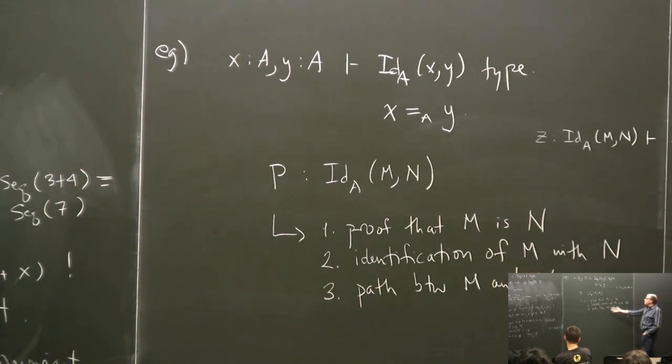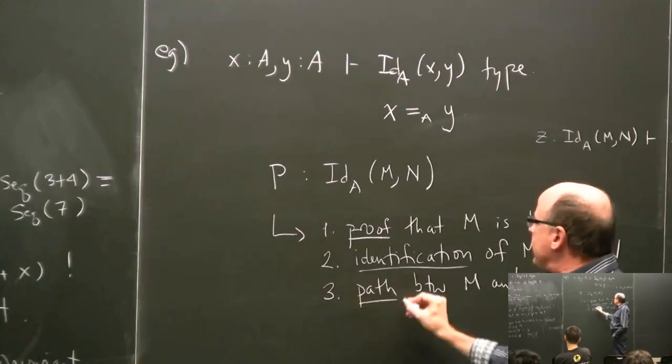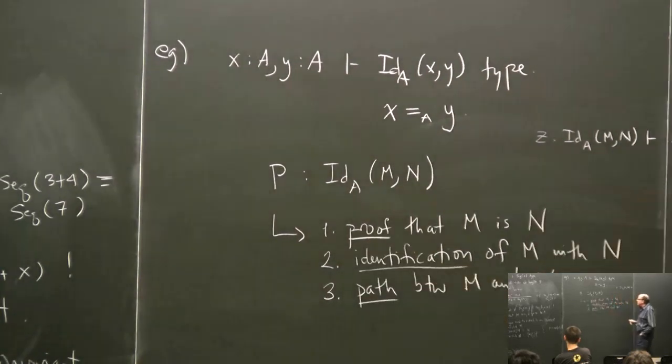And we can compose paths. That is, if I have a path from m to n and n to p, I can compose them and make a path from m to p. I'm going to explain that in detail by the end of the lecture, but I just want to give you a flavor. So there are going to be these readings: there's proof, there's identification, there's path. Sometimes people will say evidence here. I don't know, different words like that.